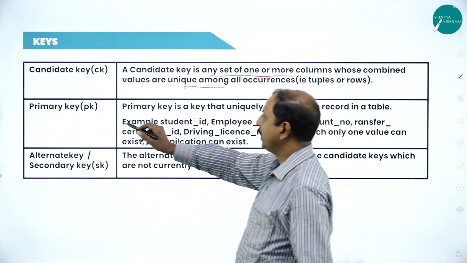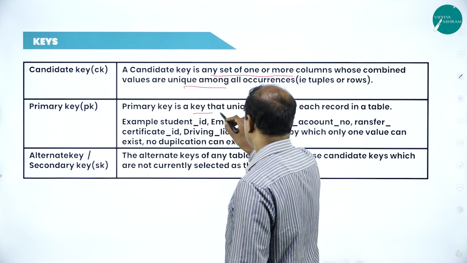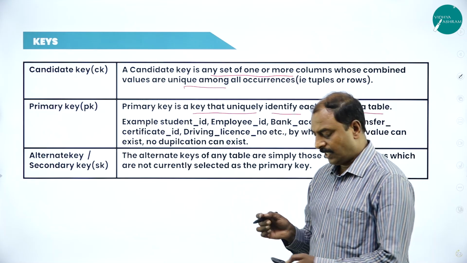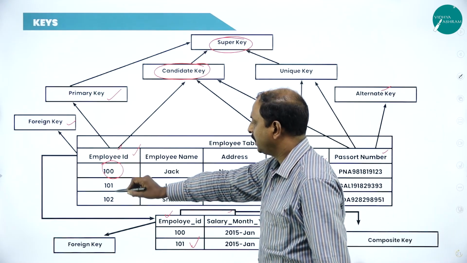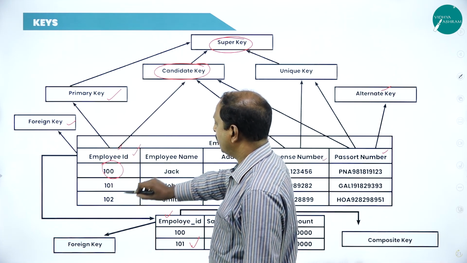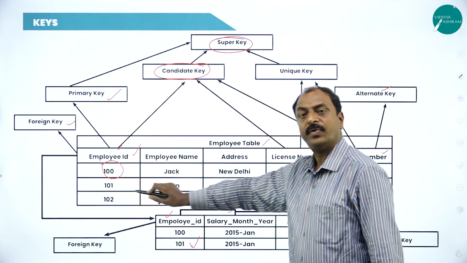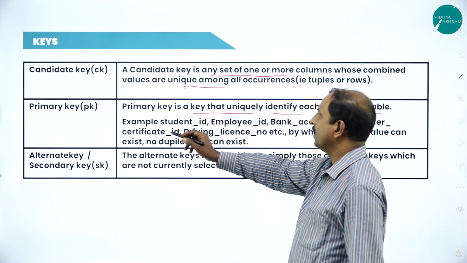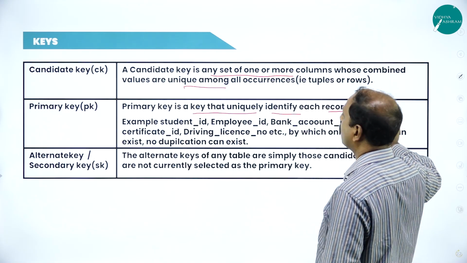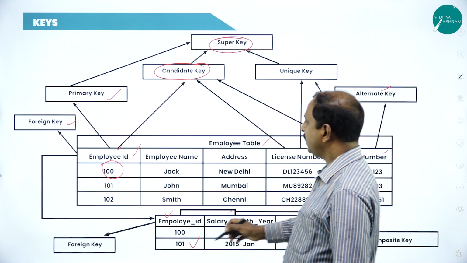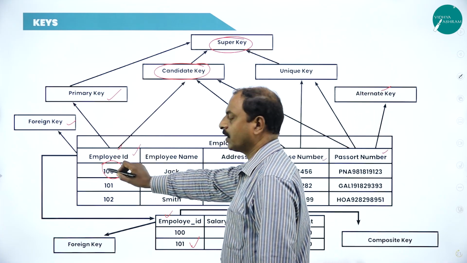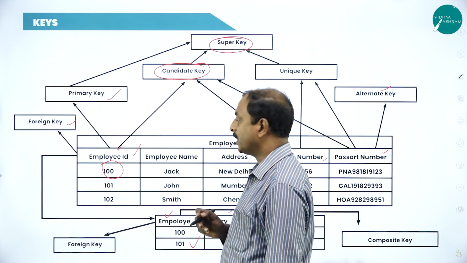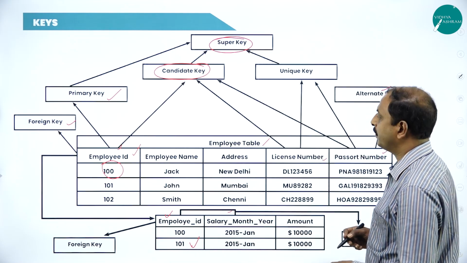Now let us see the next one, primary key. What is primary key? It is a key that uniquely identifies each record in a table. In this diagram, in this table it is employee ID, so each record is identified by employee ID. Primary key is a key that uniquely identifies each record in a table. In this example, each record in the table is identified with its employee ID. This is unique. This is called a primary key. So this is the definition of primary key.